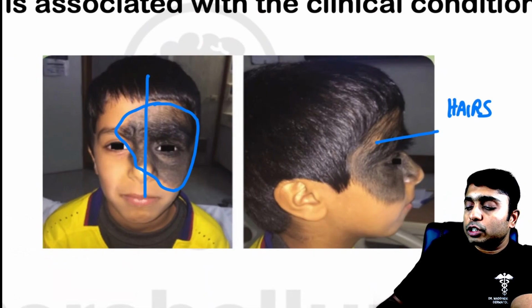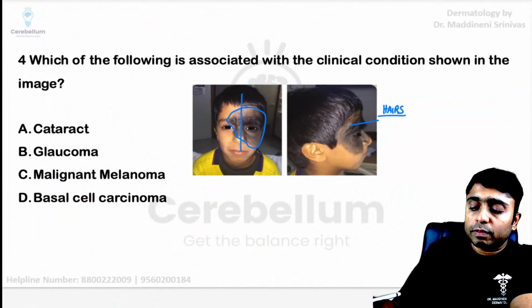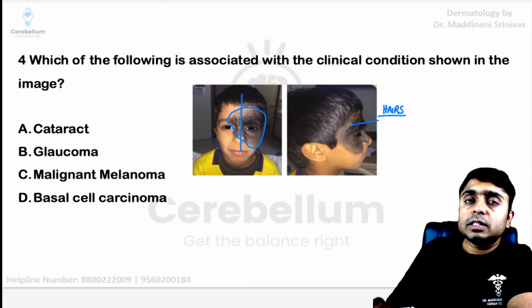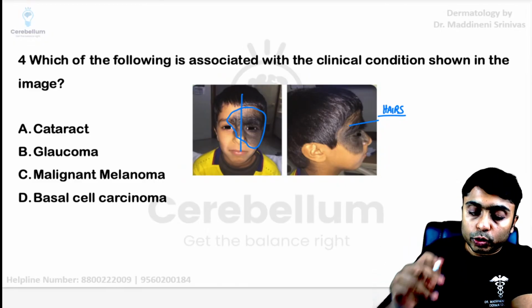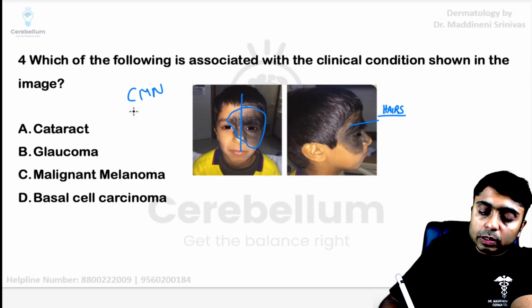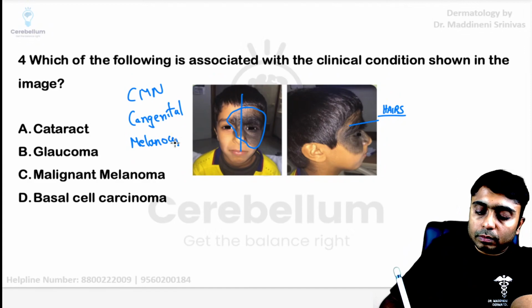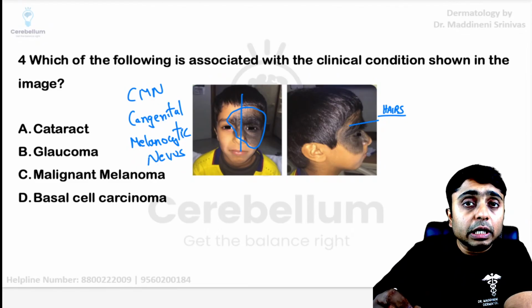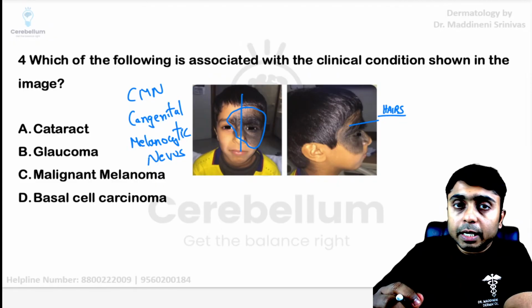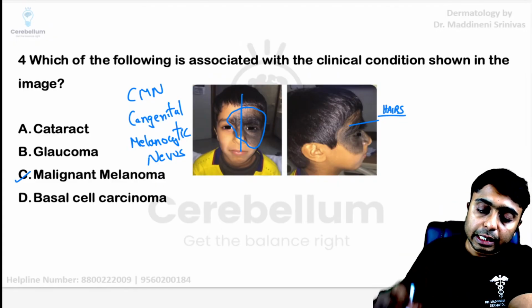So a child who has this kind of hyperpigmented lesion associated with hypertrichosis, present on both sides, you should always think about CMN, which stands for congenital melanocytic nevus. And please remember, there is an entity called giant CMN, in which there is a chance of malignant melanoma transformation. So the answer here is option C.